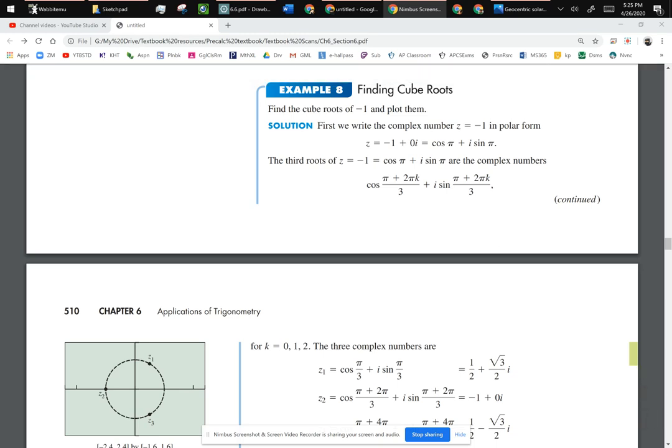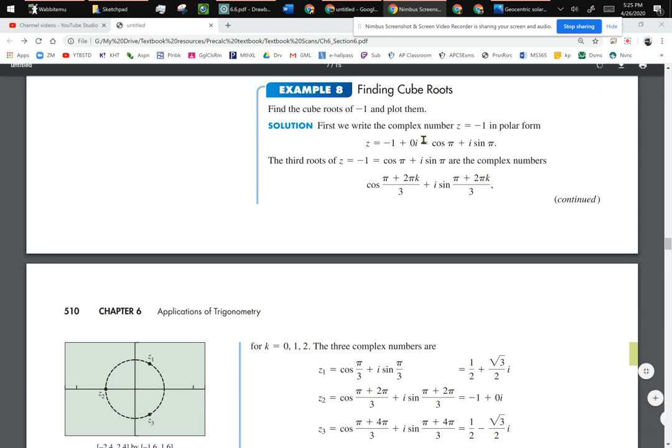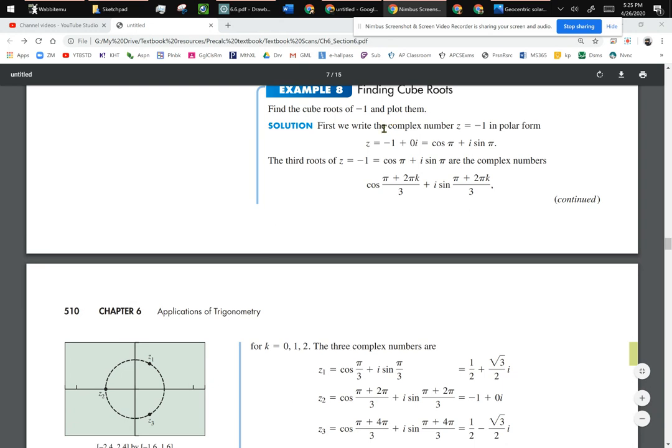All right, guys. Example 8, we're almost through this. So we're doing cube roots of -1. Now, if you take a look, if we were to plot -1, that would be on the real axis. So that means that -1 plus 0i would be on the real axis to the left, at 180 degrees or pi direction, with no imaginary component. So we can understand that that's cosine pi plus i sine pi, and the radius is 1.